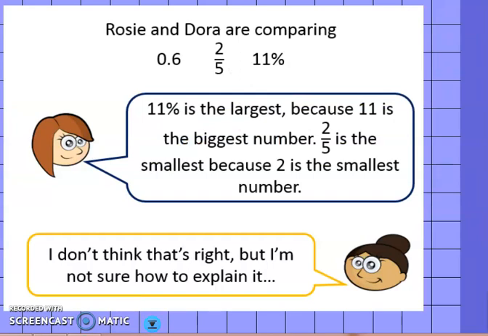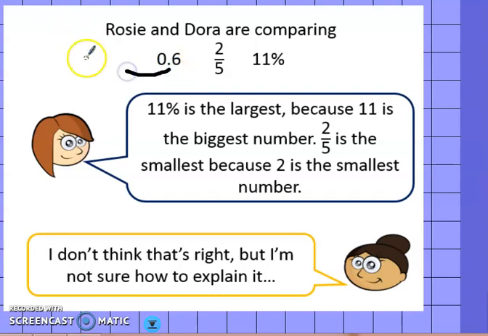Right, so having a look at some of the reasoning style questions, it said Rosie and Dora are comparing numbers. And one of the girls has said 11% is the largest because 11 is the biggest number. 2/5 is the smallest because 2 is the smallest number. And then Dora has said, I don't think that's quite right, but I'm not sure how to explain it. So now it is our job to see who is correct.